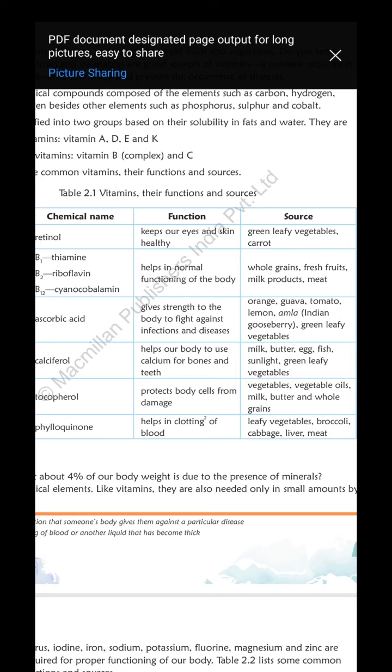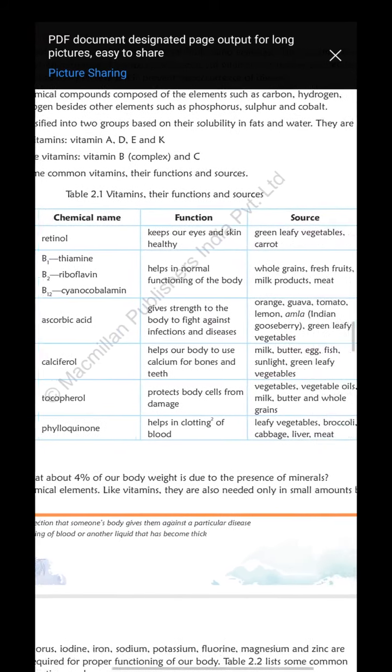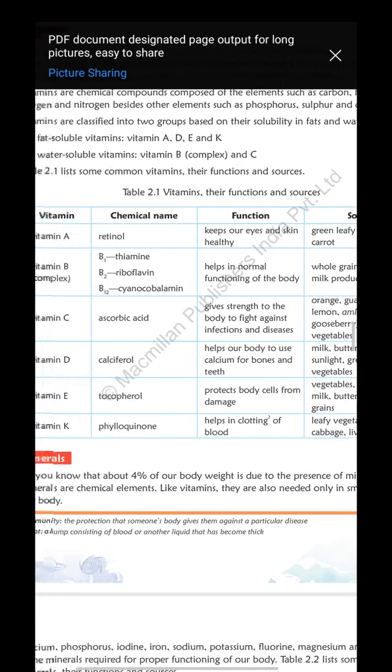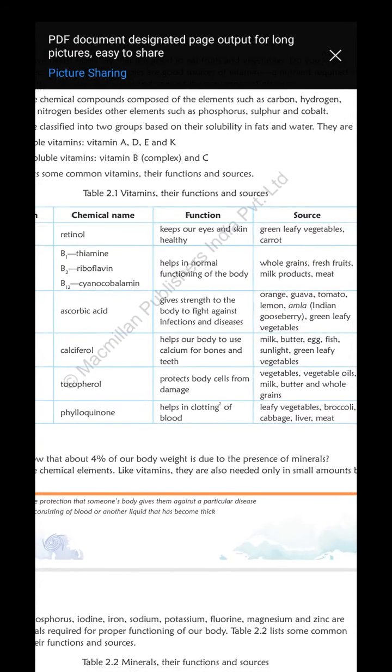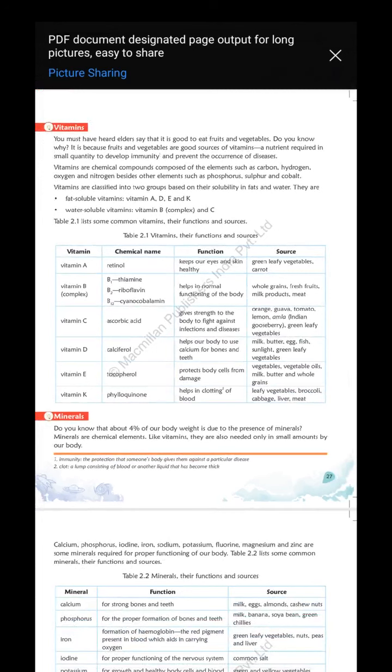And vitamin C, you know, lemon and other fruits contain vitamin C. Ascorbic acid is present in it. Orange, guava, tomato, lemon, these all have vitamin C. And coming to vitamin D, it helps our body to use calcium. Milk, butter, eggs, flesh, fish, sunlight, these all have vitamin D. Sunlight is most needed for us to get vitamin D. For our bones and teeth, calcium is needed. That's why vitamin D is important.